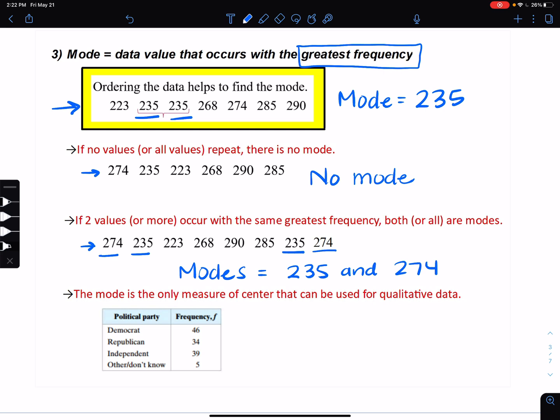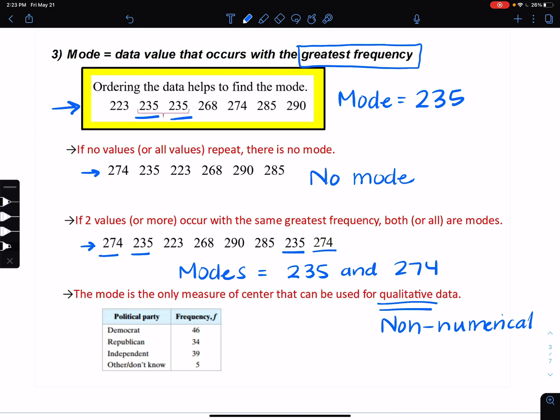All right. Now, a plus to working with the mode, even though it's not one of the more common measures of center, is that this is the only option that can be used when you have qualitative data. All right. And it's another term from chapter 1. Qualitative data is non-numerical. Labels, categories, names.